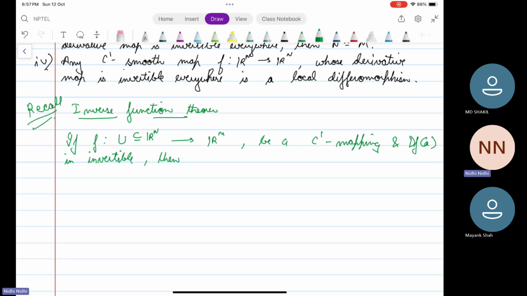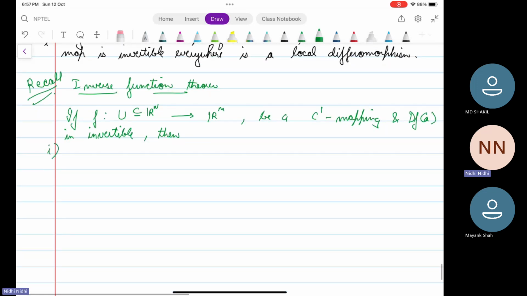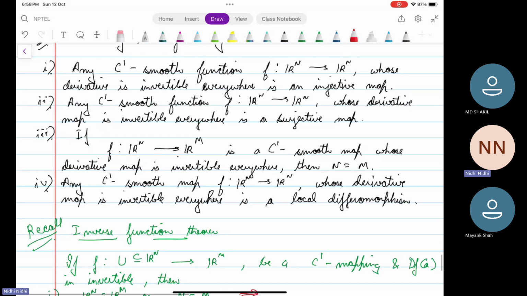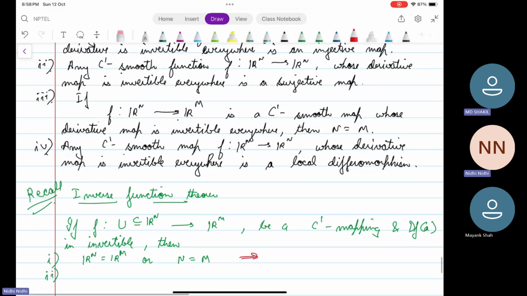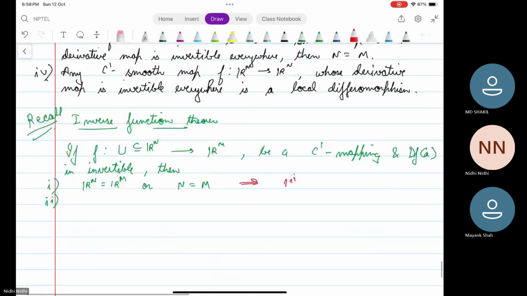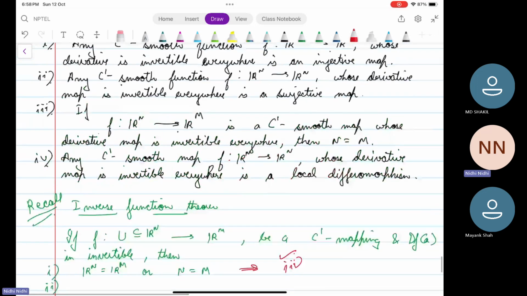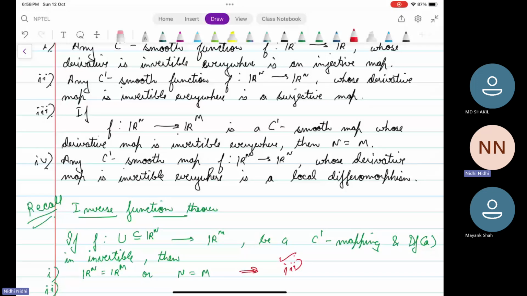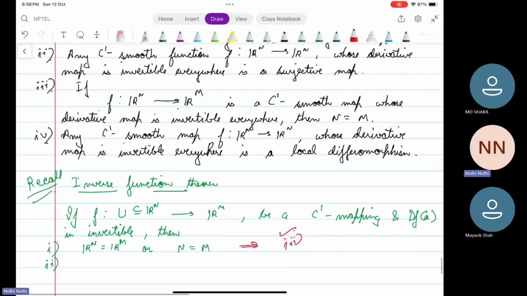The conditions required for the function f are that it should be a C1 map, and at the point a, Df at a should be invertible. Then firstly, Rn is equal to Rm, or we can say that n is equal to m. So this directly gives us the third option as correct. This is just an application of the inverse function theorem, because our function is C1 smooth and its derivative is invertible at all the points.